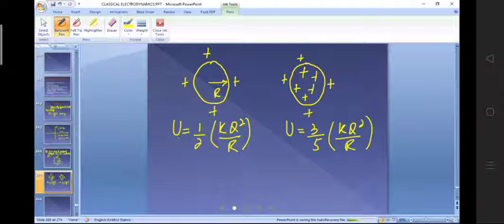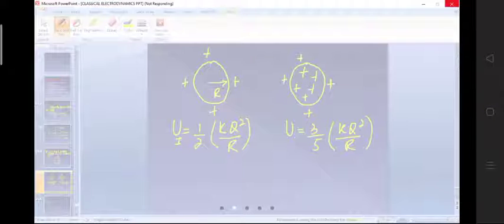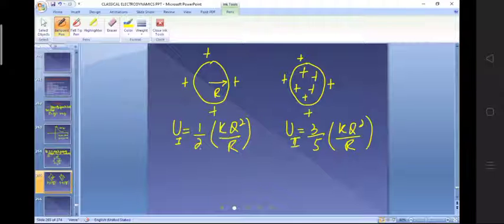Okay, now this is, for example, the potential energy of system number first, and this is the potential energy of system number second. Now compare the two. Obviously 1/2 is 0.5 and 3/5 is 0.6, so this potential is greater. That means U second is greater compared to U first, which implies that in these two systems, this one has greater potential energy and this one has lesser potential energy.